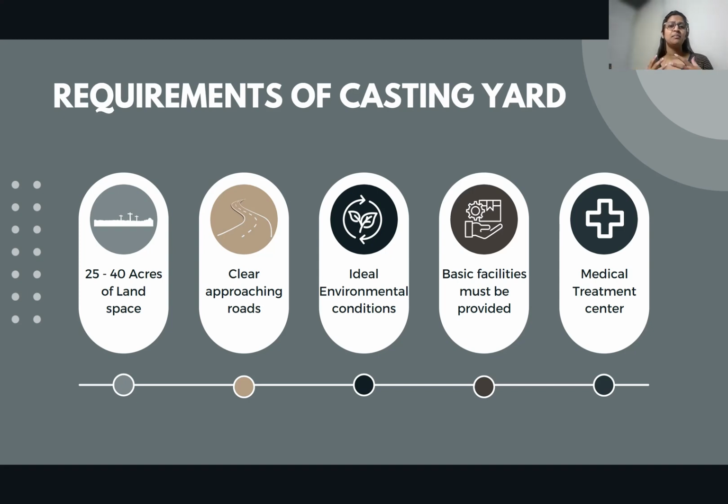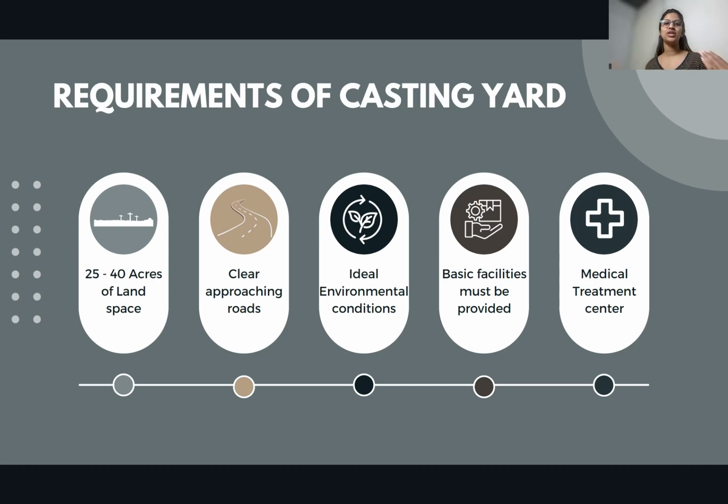That is the reason a minimum of 25 acres of land is required for a casting yard. That is the minimum. This actually varies between 25 to 40 acres of land. And usually you get such a huge amount of land in the outskirts. So that is where clear approaching roads also come into the picture.